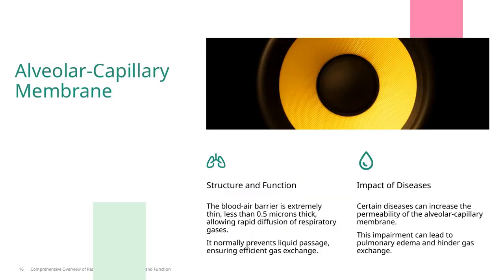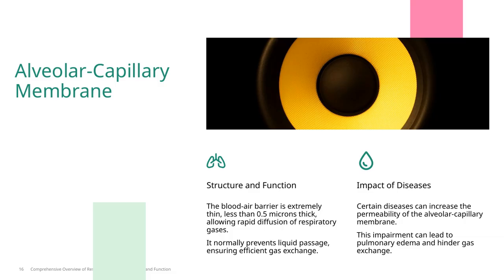Now, let's talk about the impact of diseases on the respiratory system. Certain diseases can actually increase the permeability of the alveolar capillary membrane. This means that the barrier, which is normally quite selective, becomes more leaky. When this happens, it can lead to pulmonary edema, which is essentially fluid accumulating in the lungs. This fluid buildup makes it much harder for gases like oxygen and carbon dioxide to be exchanged effectively.